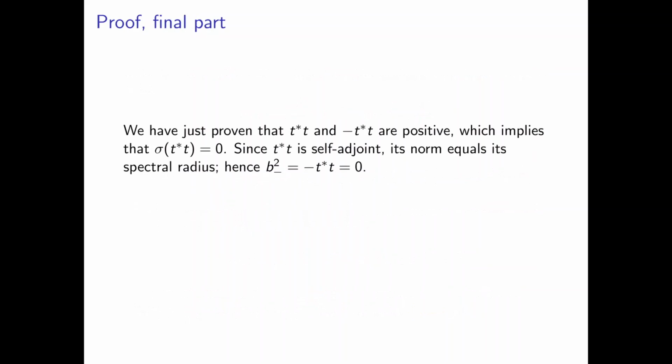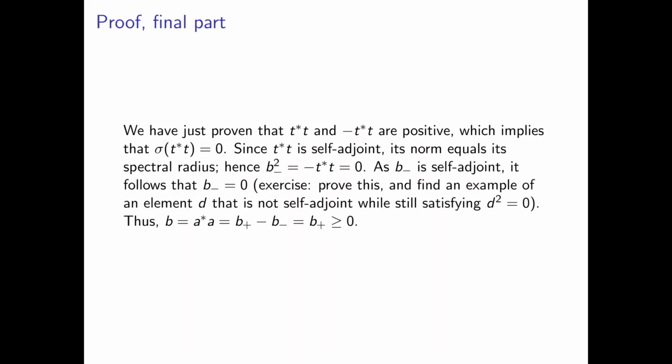But this leads us to the final part here, where we note that both t star t and minus t star t are positive elements, which implies that the spectrum of this element has to be 0. There is no other way. And since this is a self-adjoint element, its norm equals its spectral radius, and hence we see that b minus squared is equal to 0. And now, as b minus is self-adjoint, it follows that b minus is equal to 0.